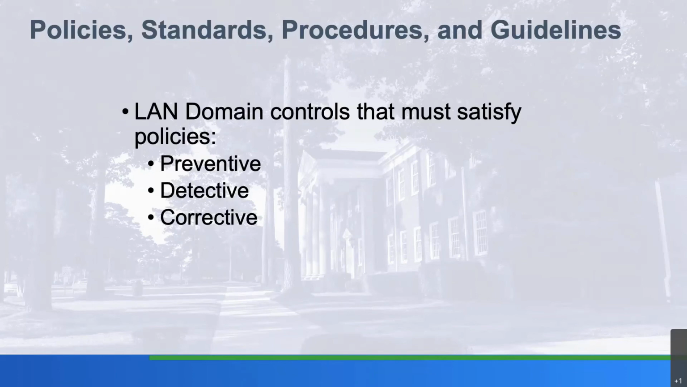So in the LAN domain, examples of preventative controls would be, like I said, computer-based authentication. It prevents anybody that has a dirty computer that has viruses on it or doesn't have their patches from connecting to the network. It also prevents unknown users from connecting to our network. That's a preventative control, the Network Admission Control.